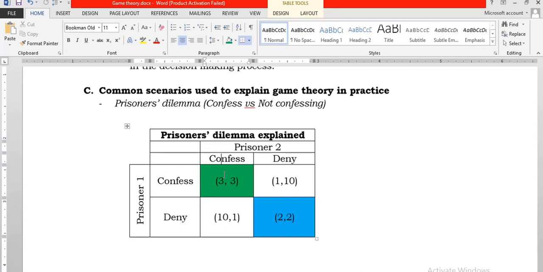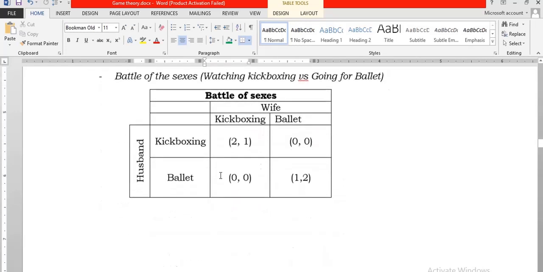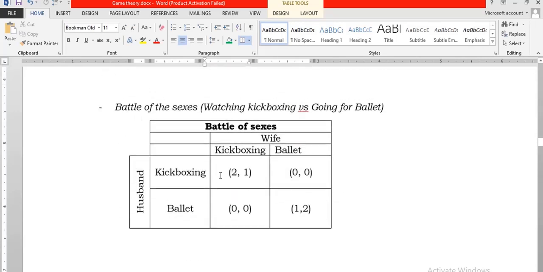Okay, so that's what we call prisoner's dilemma. A similar case exists with the battle of the sexes, whereby there is one husband and one wife. Okay, they love each other so much, and they want to be with each other so much. But there's this kind of scenario: every weekend there is either a kickboxing show or a ballet show. Now, the wife loves the ballet show, and the husband loves the kickboxing show.